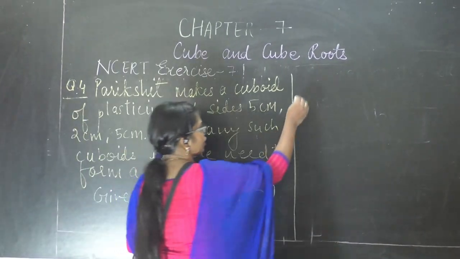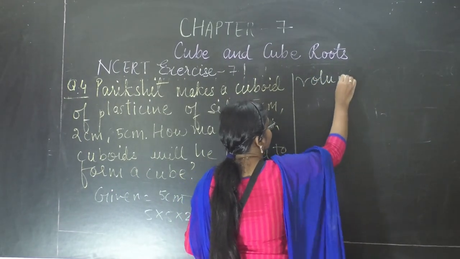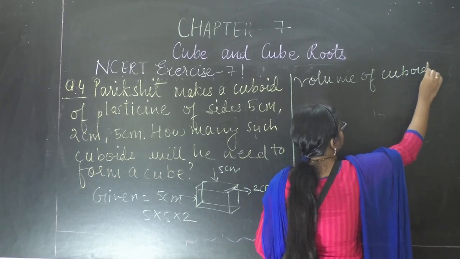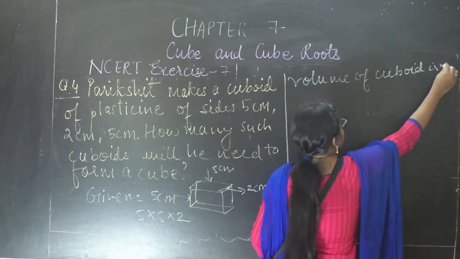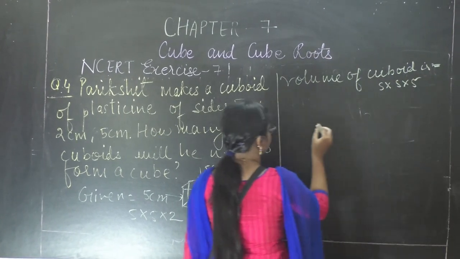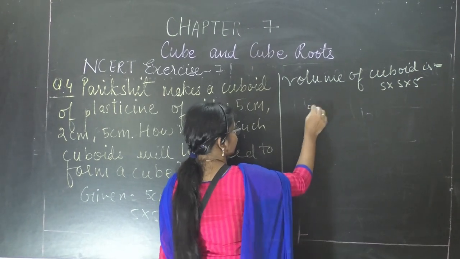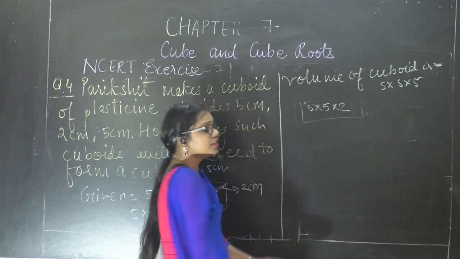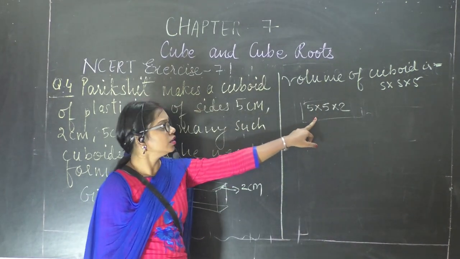So the volume of a cuboid, you know. Volume of a cuboid is side into side into side. So how many sides are given? You are given 5 into 5 into 2. Here you see none of the numbers is forming a cube.